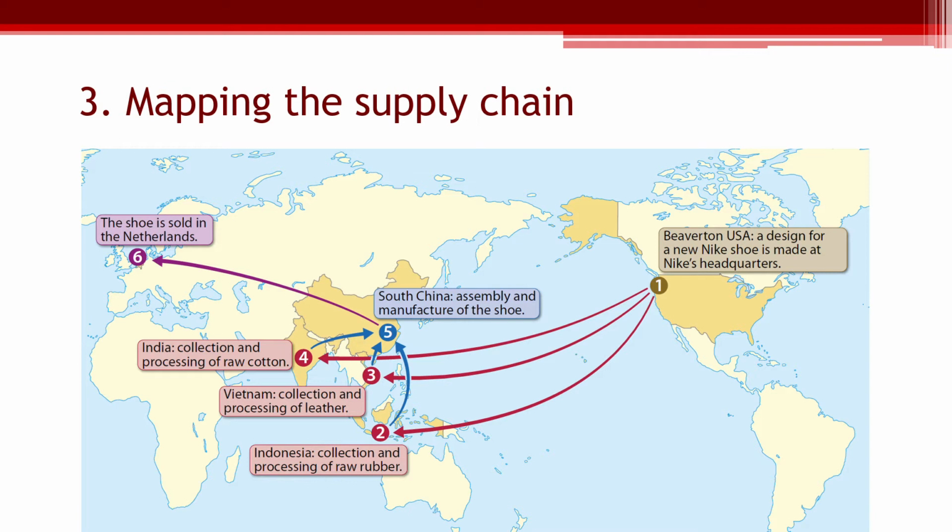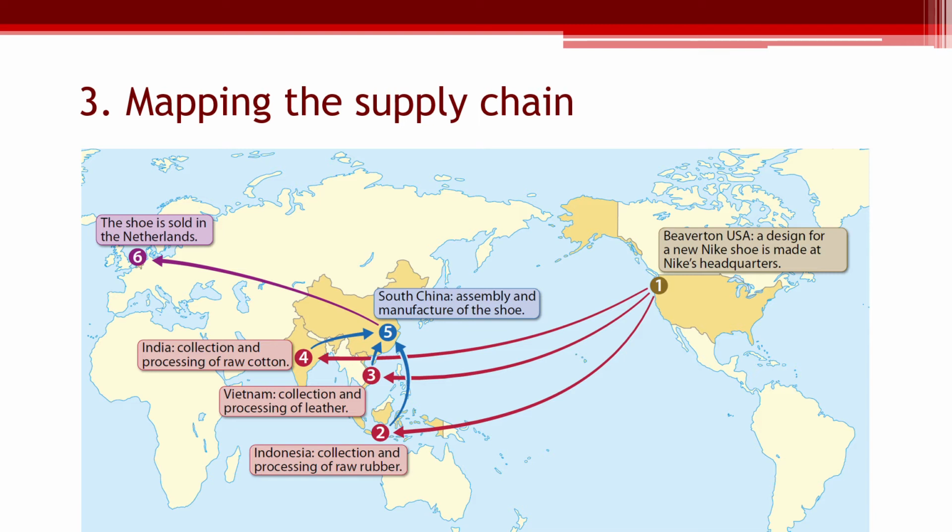So we start at Beaverton, USA. That's actually where the Nike headquarters is. So that's the designers thinking of a new shoe, thinking about what's fashionable, what people would like, what would be very comfortable, what would be very good for real athletic performance if you're having a game, a competition. And then they've got a plan. So, okay, we need different types of raw materials.